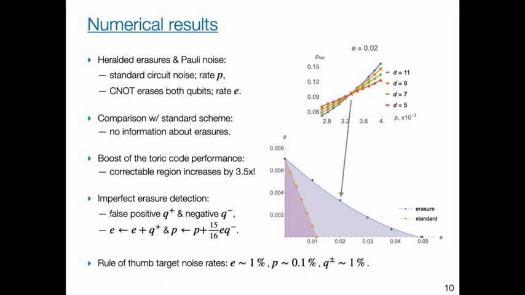So what is the take-home message from this slide? I'm just showing you some numerics, but the take-home message is that the target noise rates that we should be able to achieve in order to benefit from this scheme is the erasure rate should be of the order of 1%, the Pauli error rate should be of the order of 0.1%, and the measurement error rate should be of the order of 1%. This is our rule of thumb, and we will see that we can achieve those rates.